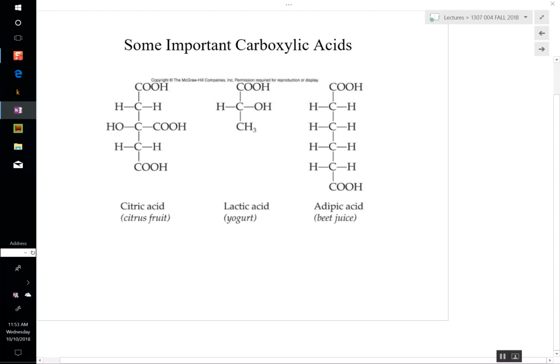Let's see if we have those. I think these show up in the next couple slides. So there's citric acid. Look at that. It has a whole bunch of carboxyl groups on it. Lactic acid from yogurt or from strenuous exercise. And your muscles get sore from lactic acid. Adipic acid from beet juice. So there's a lot of naturally occurring carboxylic acids in fruits and vegetables.